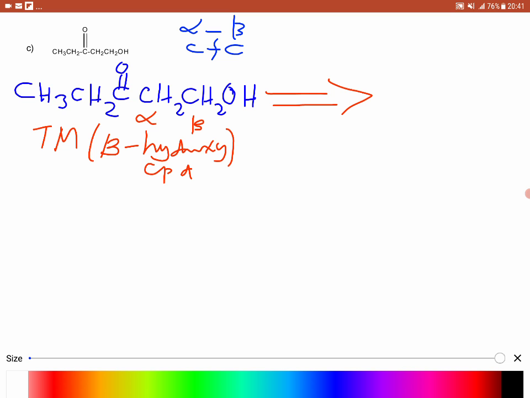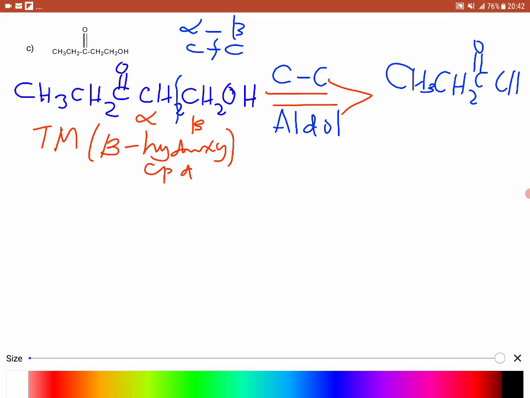In our retrosynthetic analysis here, we will do a CC bond disconnection. The bond is here, it is a CC bond, and it can be made back using aldol reaction. This reveals that the required starting materials for the reaction are CH3, CH2, carbonyl carbon, and CH3.